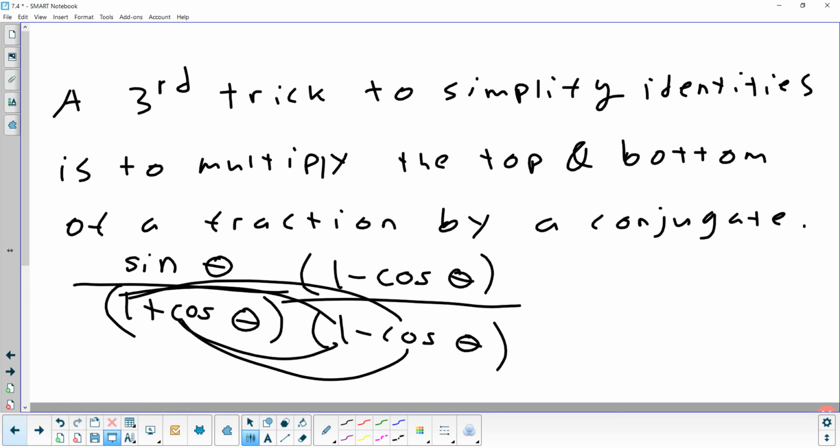And the conjugate that you use, it could be in the top or it could be in the bottom. In this case, it was in the bottom. You wouldn't do a conjugate of what's in the top because that doesn't have 2 terms. That's just 1 term. So a conjugate wouldn't apply in the top of this problem. Changing to sines and cosines wouldn't apply in this problem either because it already is. So when those 2 tricks don't work, then we try the conjugate.